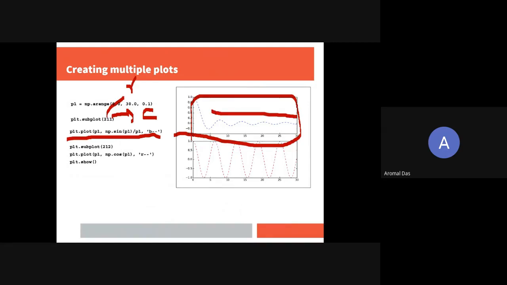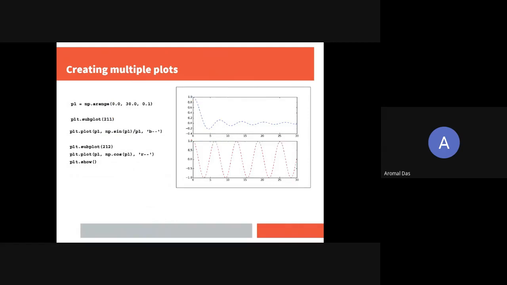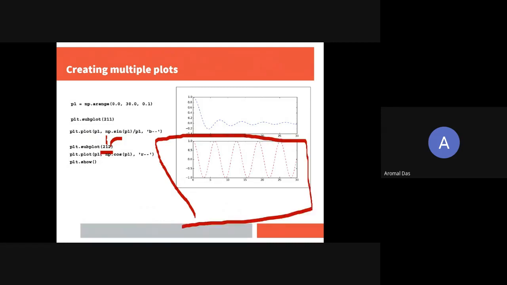And in the second plot, we are dividing it into 2, and in the first and second, we are plotting the next one, that is this plot. So here we are plotting the cos function and it is plotted using R dashes.